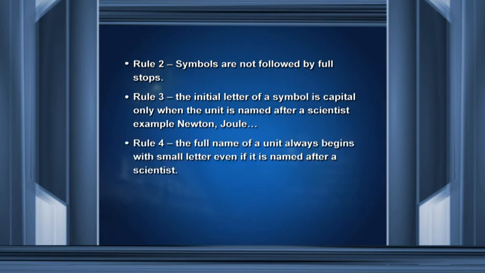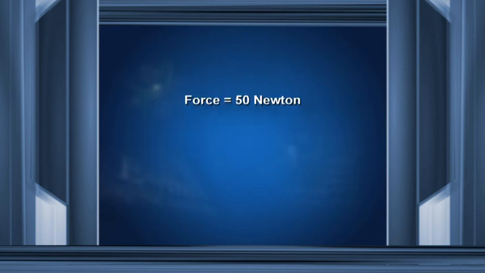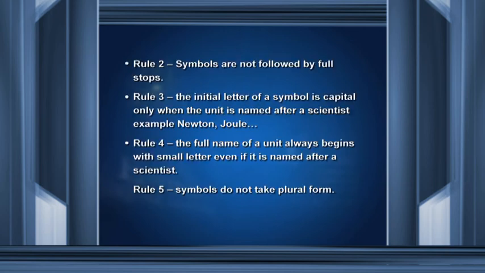Rule number 4. The full name of a unit always begins with a small letter, even if it is named after a scientist. That means, if you are saying force is equal to 50 newton, you would write 50 and newton starting with a small n, or else you put a capital N to represent the newton. Rule number 5. Symbols do not take plural form. So, you cannot say centimeters, meters.